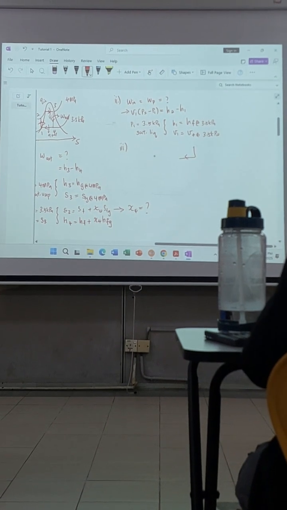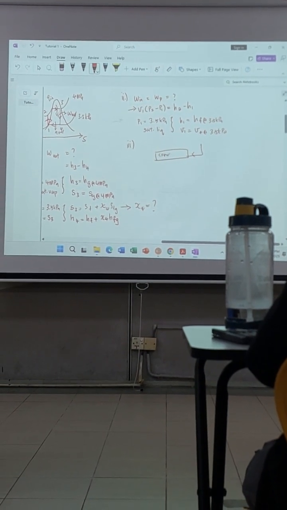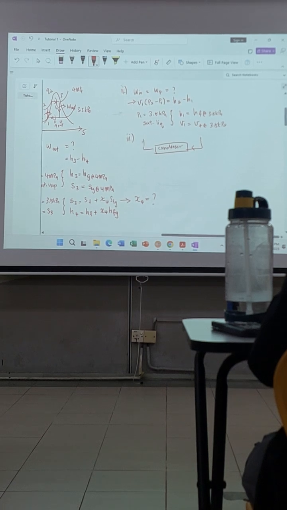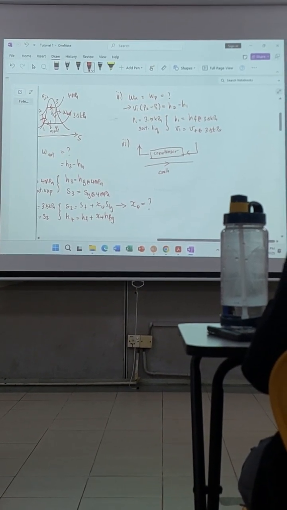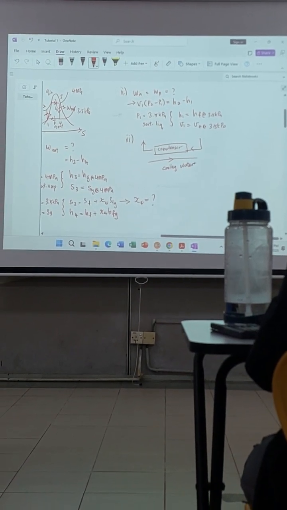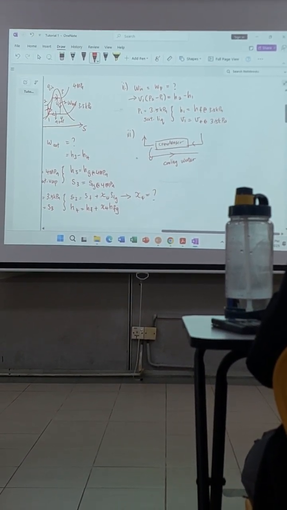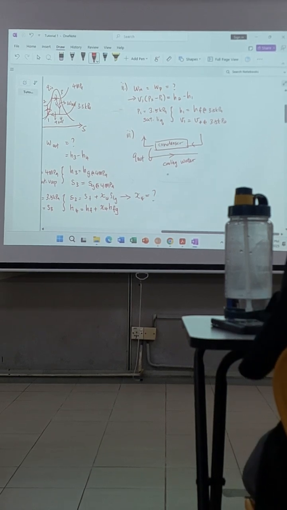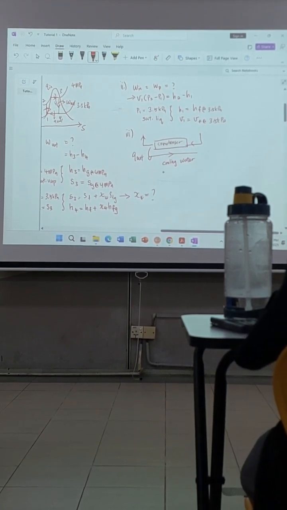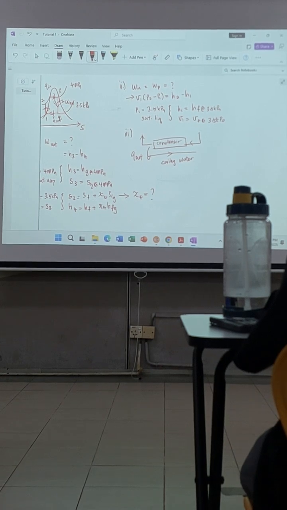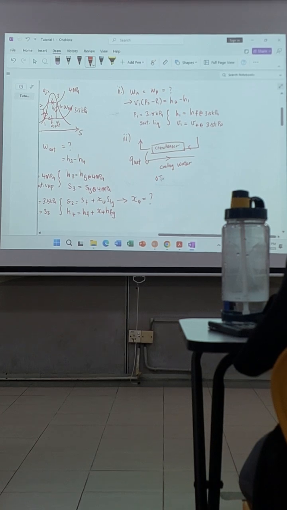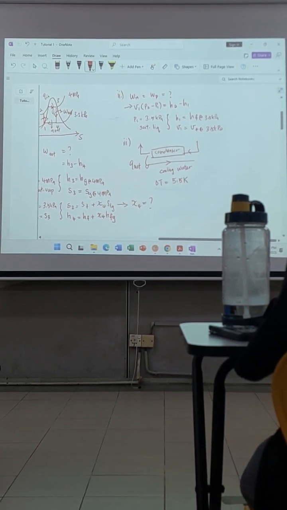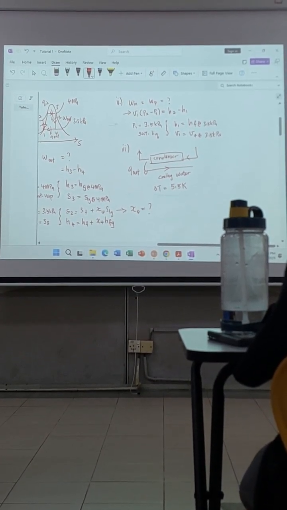If you look at the condenser, you have a condenser here. At the same time, let's say you have cooling water that goes through here. This condenser will reject heat to the cooling water, and during the cooling process, the water will increase in temperature by 5.5 Kelvin. Okay, so this is what the question is saying.